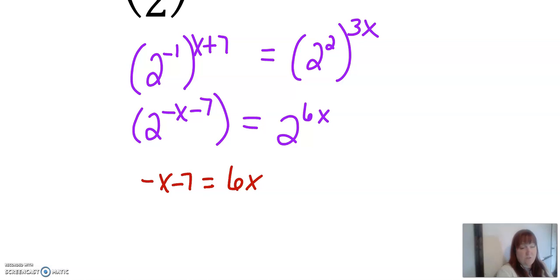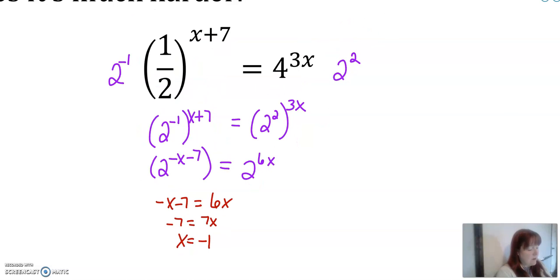And let's just solve for x. So I'm just going to add x to both sides, and I get -7 equals 7x. So x equals -1. Oh, I wrote 7. I don't know what I was thinking. -1. Okay, so let's check this and let's plug it back in. If I plug this in, does that work? 1/2 to the -1 plus 7 is 6 equals, okay, so that's 1 over 2 to the 6, so that's 64.